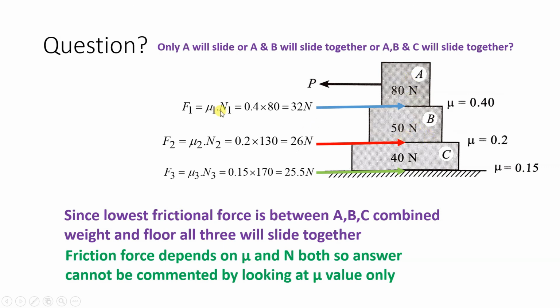So basically, you have to calculate the friction force at each block. First we are considering only block A moving. For that we have calculated F1. Then we are considering that AB can move together. That is why we calculated F2. Then we are checking whether ABC can move together. That is why we calculated F3. We compared these values and we find that F3 is less. So wherever there is less friction, there will be the motion first. So that is why ABC will move together.